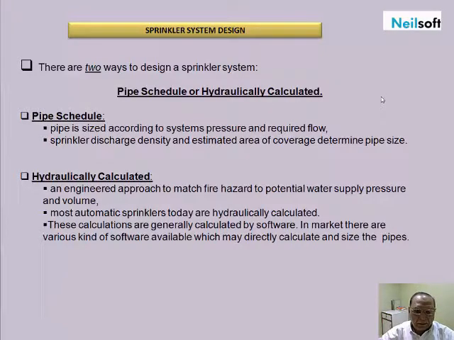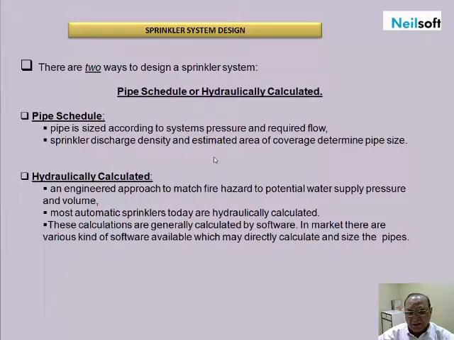What we see over here, the sprinkler system design can be designed in two ways. One with the pipe schedules or hydraulically calculated. Pipe schedule is decided according to the system pressure and the required flow. Sprinkler discharge density and the estimated area of coverage determine pipe size. Hydraulically calculated is an engineered approach to match the fire hazard to potential water supply pressures and volume. Most automatic sprinklers today are hydraulically calculated.